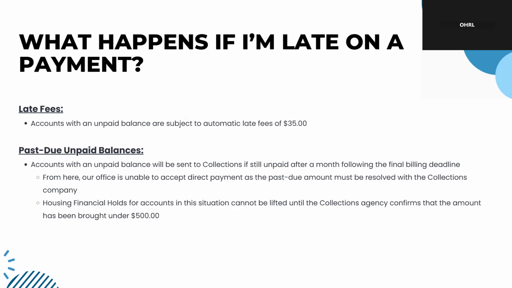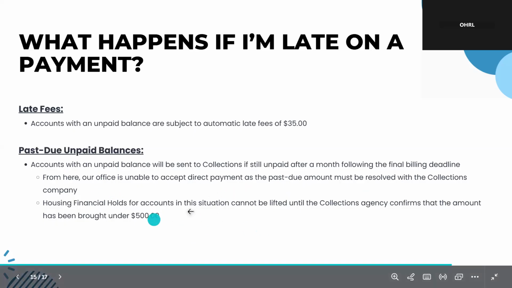Let's say you have a past due unpaid balance. I don't believe this will occur to any of you, but if you have an unpaid balance following the end of the semester billing deadline and it's unpaid for a month afterwards, then unfortunately we would be sending your account to collections as we can't really stay in charge of past due accounts for very long. As such, our office would be unable to accept direct payment as the past due amount must be resolved with the collections company. And housing financial holds for accounts in this situation can't be lifted until collections confirms the amount has been brought under $500.